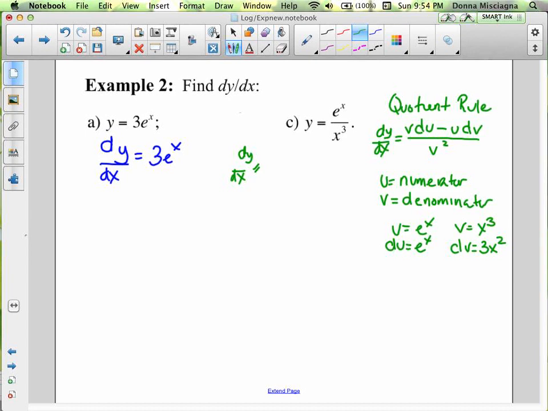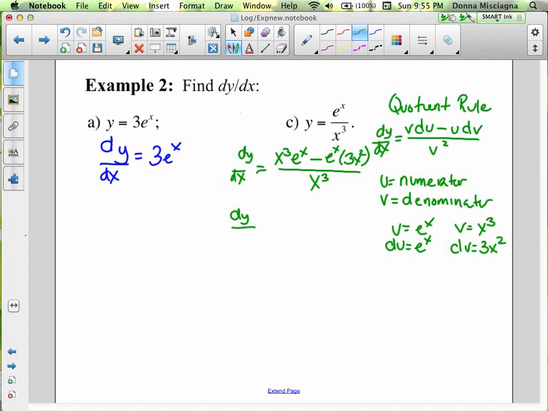So dy/dx is equal to the denominator, which is x cubed, times the derivative of the numerator, which is e to the x, minus the numerator, which is e to the x, times the derivative of the denominator, which is 3x squared, all divided by x cubed. Let's factor out our common factor there, and then we'll put any coefficients in front of e to the x, any coefficients, any x's, etc.